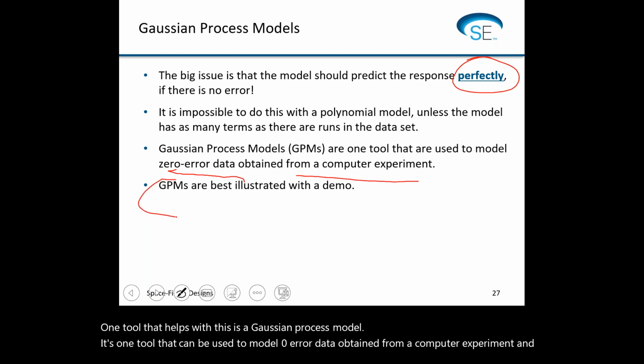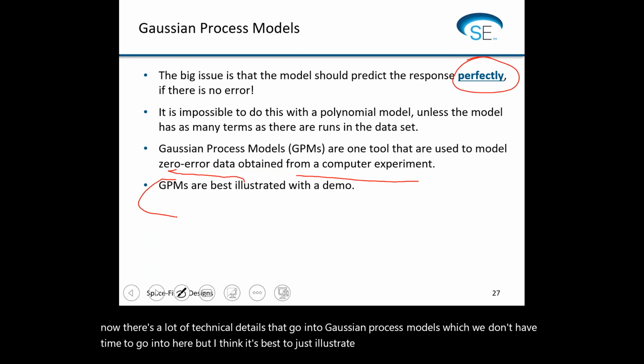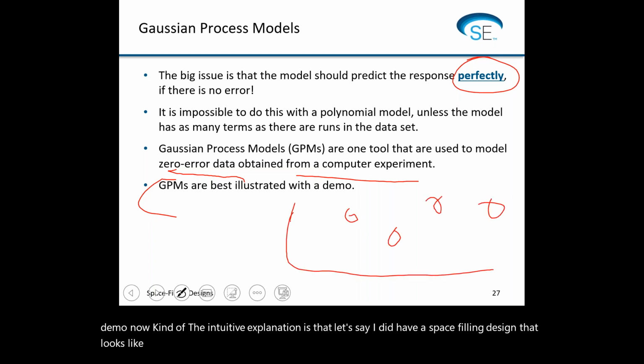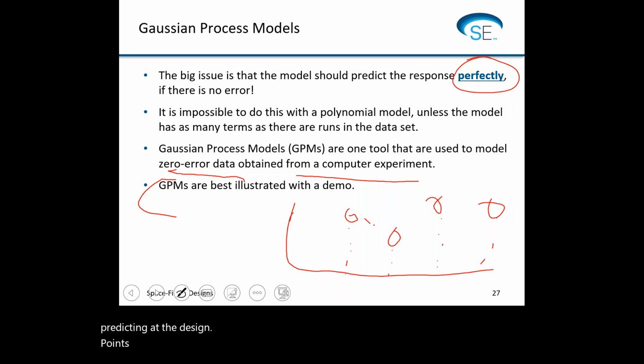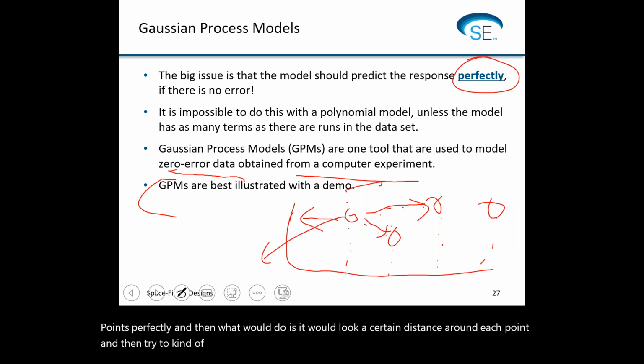Now there are a lot of technical details that go into Gaussian process models, which we don't have time to go into here. But I think it's best to just illustrate Gaussian process models by using a demo. The intuitive explanation is that, let's say I did have a space filling design that looks like this. Let's say this is my data. A Gaussian process model would basically start by predicting at the design points perfectly, and then it would look a certain distance around each point and try to interpolate based on a window here.